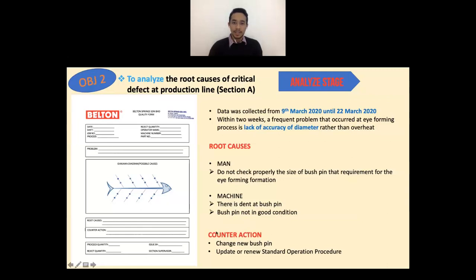So after a discussion with the QC operator at that company, I suggest my solution for this problem. So the corrective action is, I have two solutions, which is change a new bush pin. The second one is update or renew standard operation procedure.